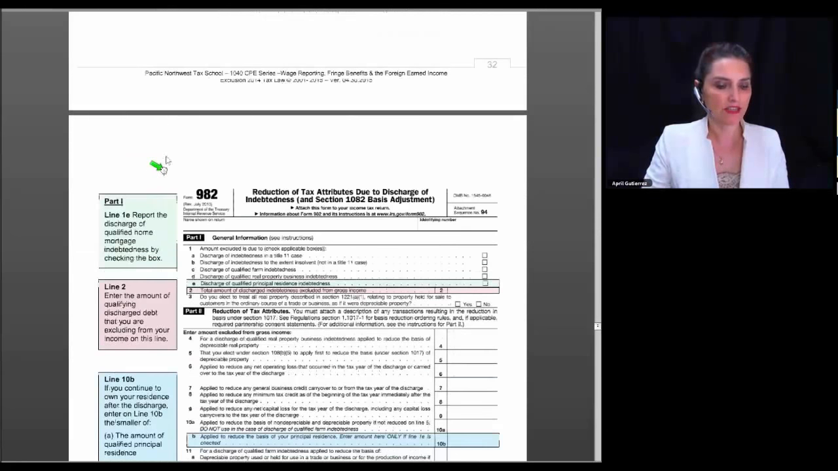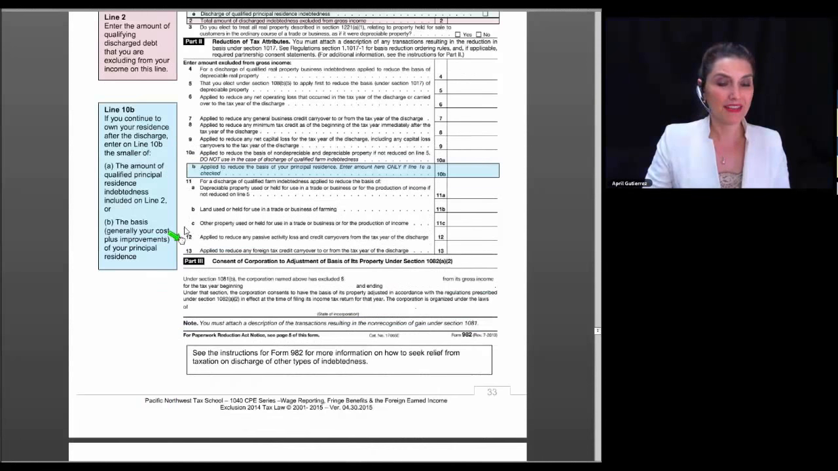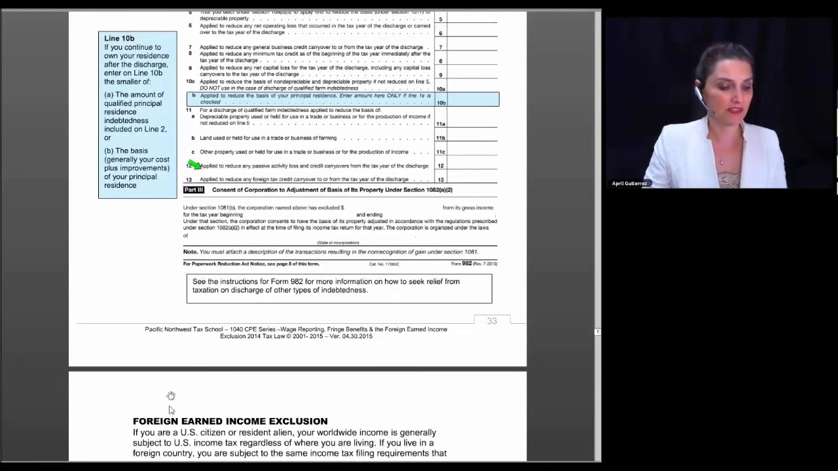for Form 982. Speaking of 982, I have one here for you. And on line 1E, if we were taking a canceled debt for discharge of a qualified principal residence, we would on line 1E check the box. And then on line 2, we would enter the amount of discharged debt that is not taxable. And then on line 10B, we would enter the amount that we are reducing our basis in the home by. And that's pretty much all you have to do when you're claiming discharge of debt.